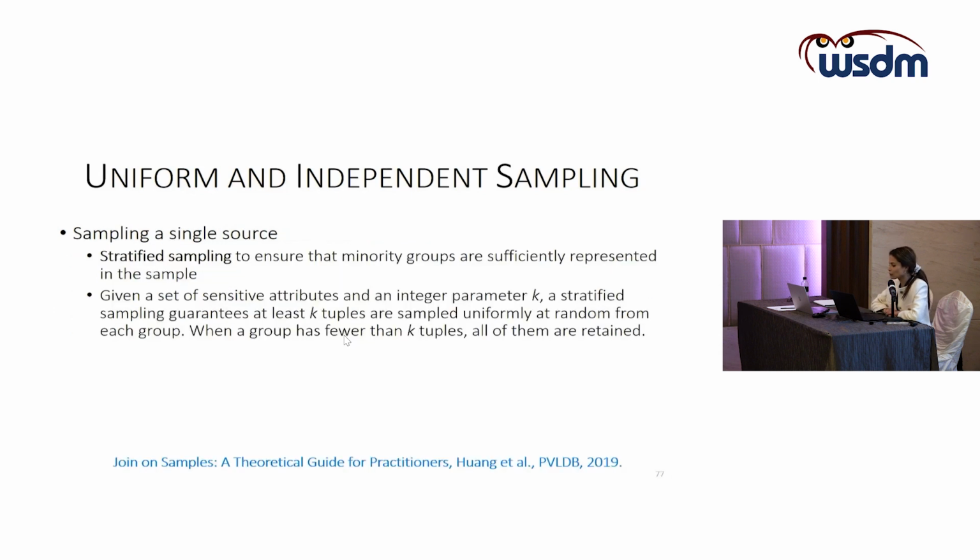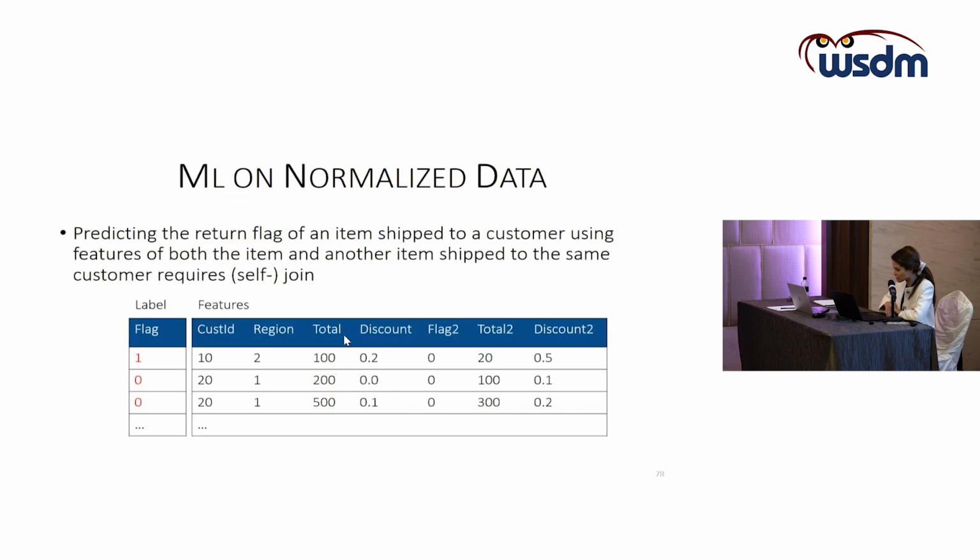So when we have one source, obtaining this uniform and independent sample can be achieved by existing techniques, stratified sampling. We are given a set of sensitive attributes and an integer parameter k, and the sampling on a single data set guarantees that we have at least k tuples from each group. And if the size of a group is fewer than k, we just return the whole group.